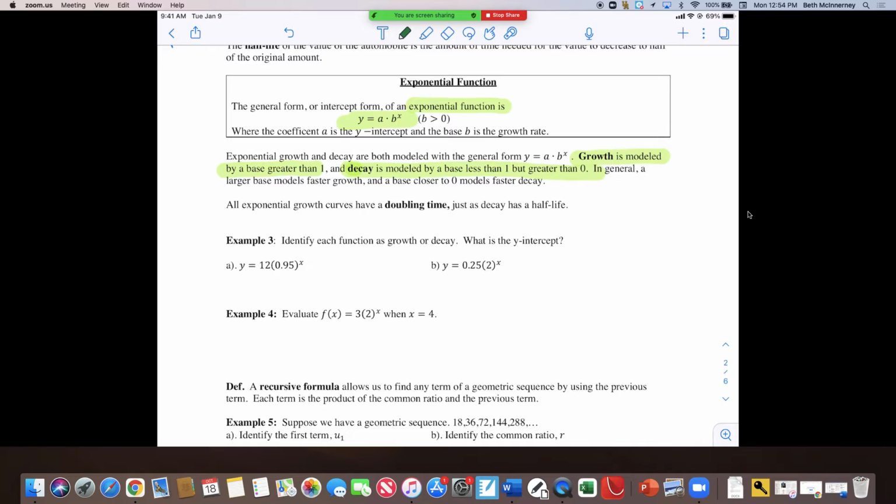Identify each function as growth or decay, and then what is the y-intercept? So here's what I want you to write down. We're going to write down a couple of things. If I have y equals a times b to the x, if b is greater than 1, it's growth. If b is a number between 0 and 1, it's decay. To find the y-intercept, you let x equal 0.